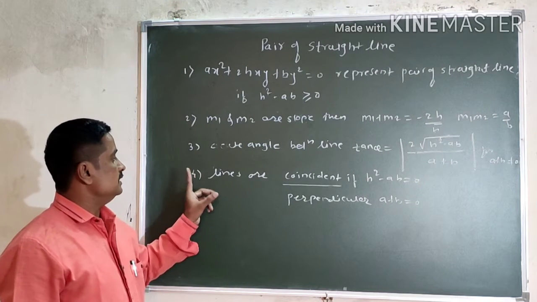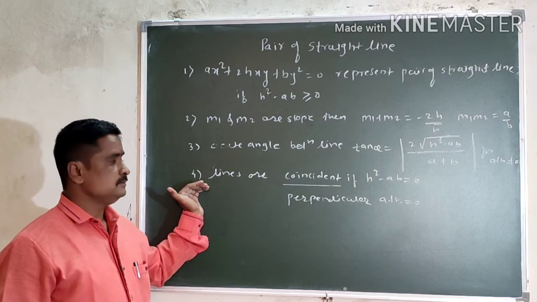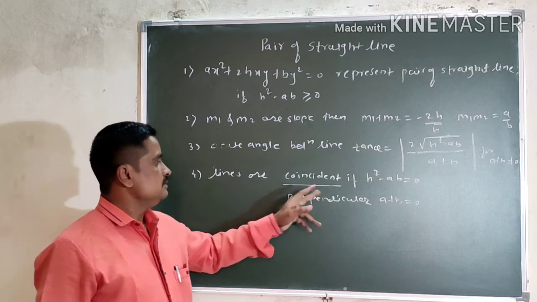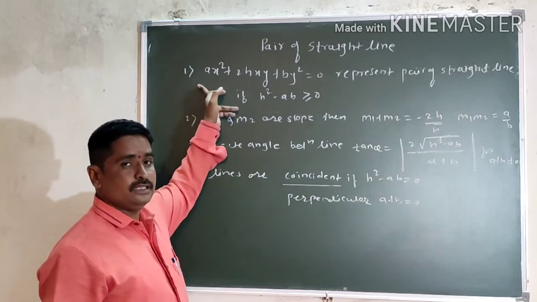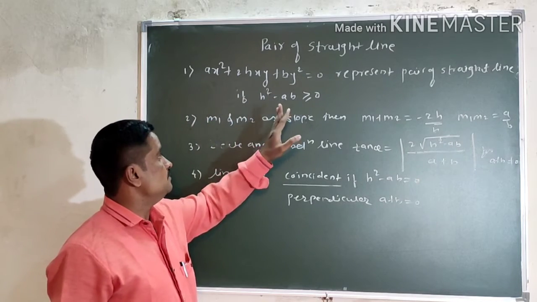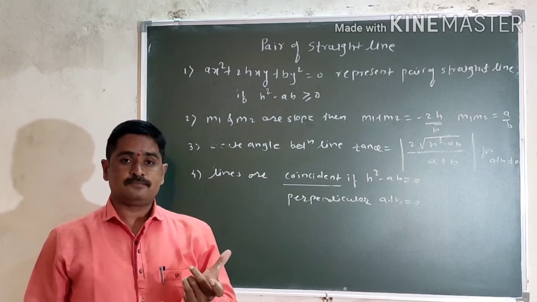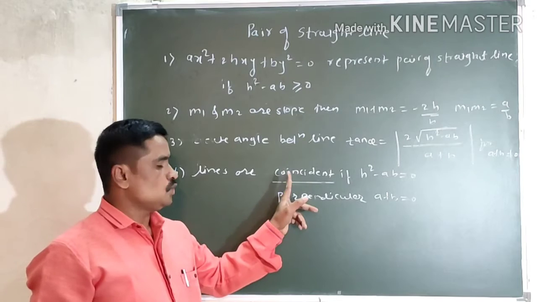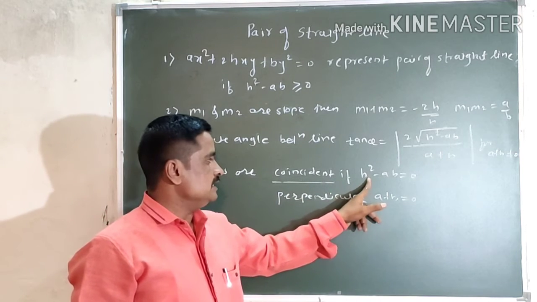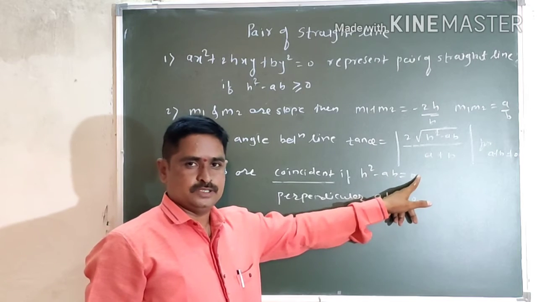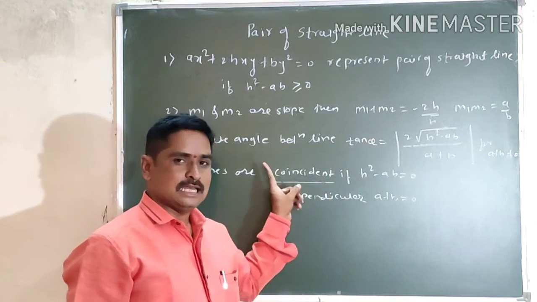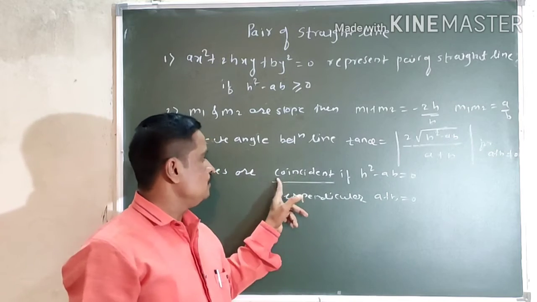Fourth condition, if the lines are coincident, and we are given the equation of the lines in this manner, ax square plus 2hxy plus by square, and we have to show that the lines are coincident, then it is sufficient to prove that h square minus ab equals 0. If h square minus ab equals 0, then we conclude that the lines L1 and L2 are coincident lines.